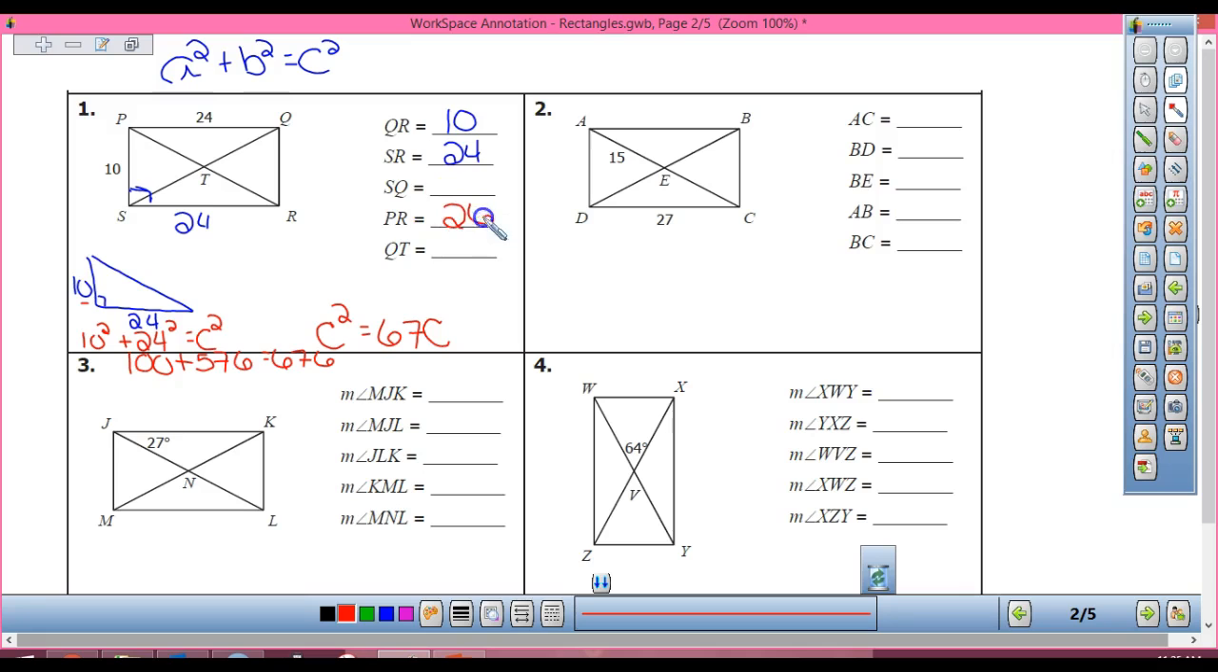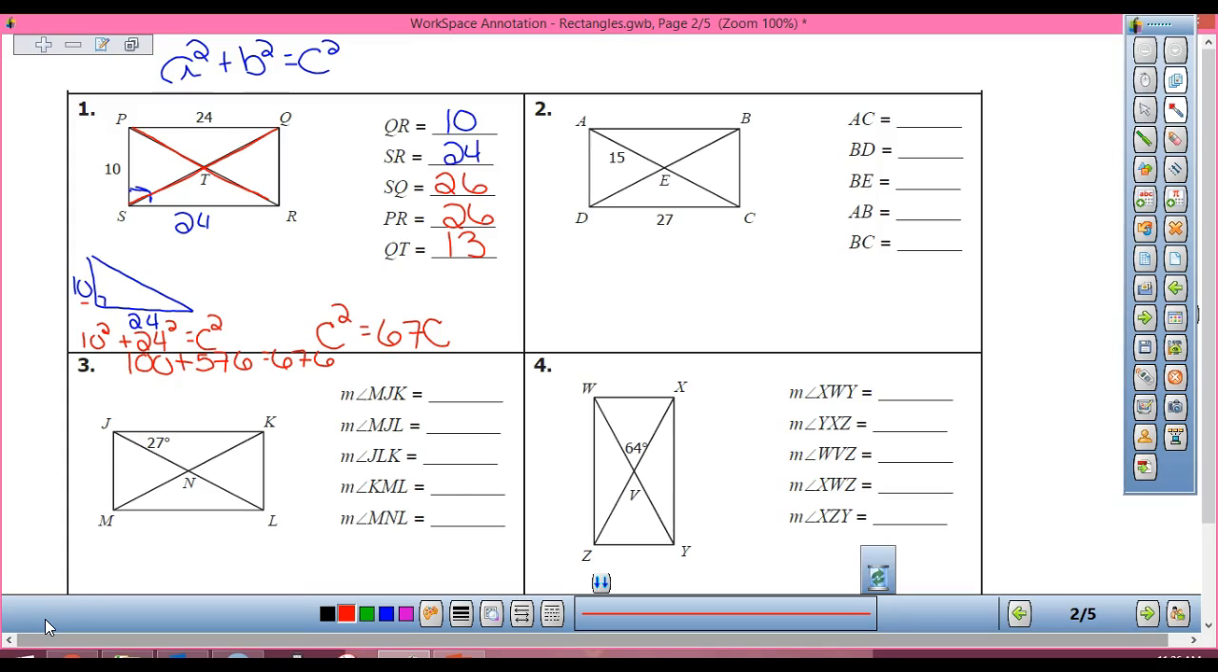So PR is 26. So what's that make S cubed? Huh? 26. Because diagonals are congruent. So then what's QT have to be? Yep. How do we know that?